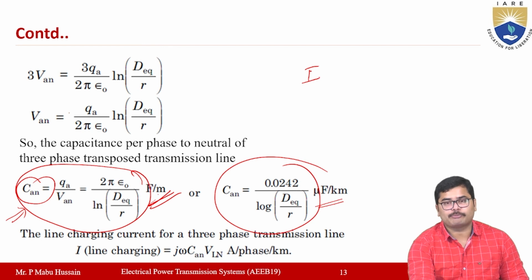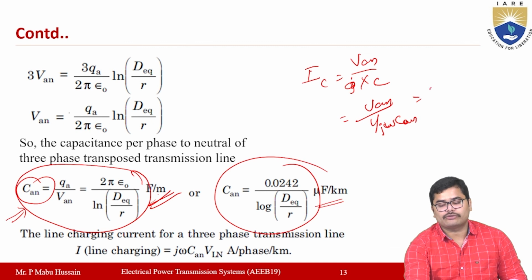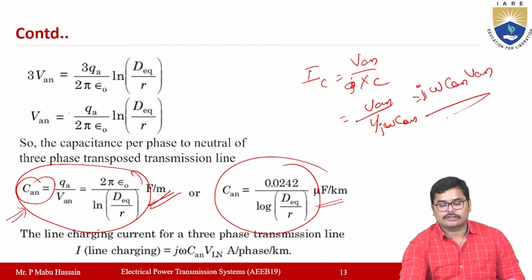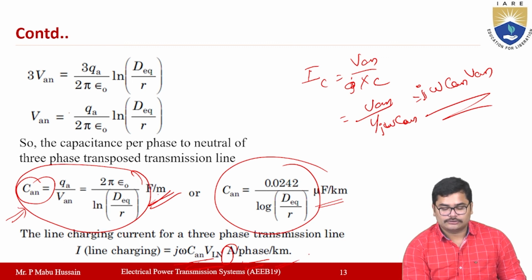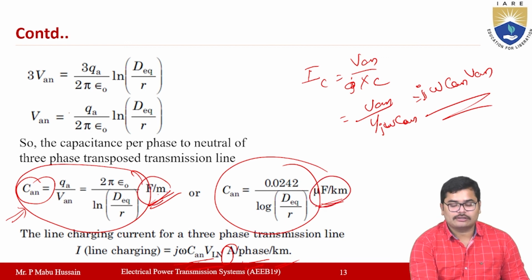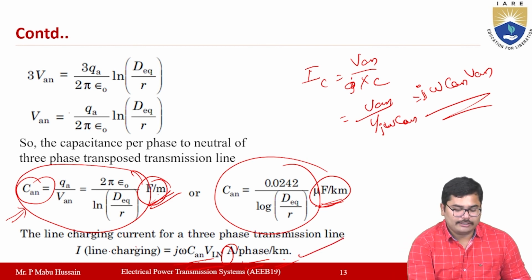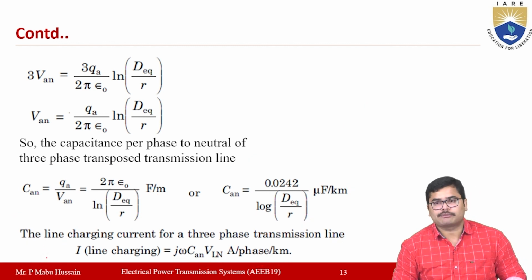Once you know CAN, the per phase capacitance, the charging current is VAN by XC, where XC here is 1 by j omega CAN. So this will be written as j omega CAN into VAN. This is the charging current, which is in amperes per phase per kilometer. If you take this equation per kilometer, if you take the other equation, you will get per meter. So this is how you can determine the capacitance of a three-phase unsymmetrical transmission line.